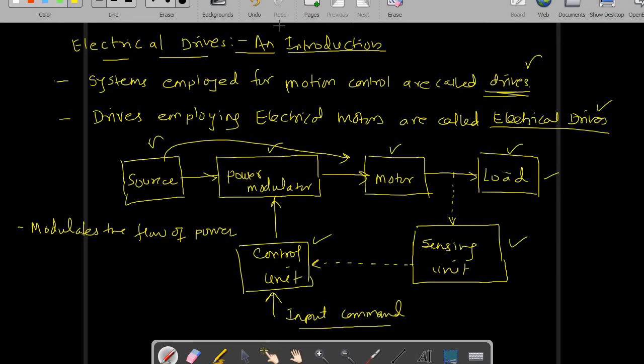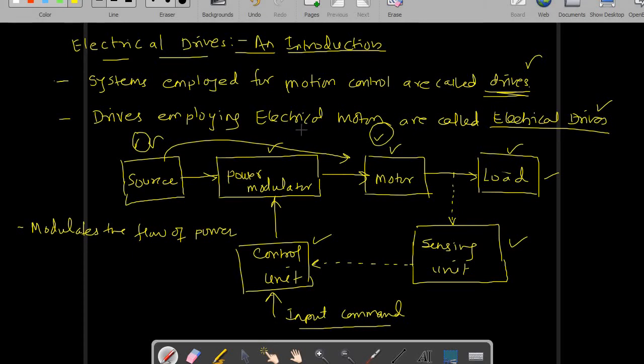Third function of the power modulator is that it converts electrical energy of the source in the form suitable to the motor, because here we are placing power modulator in between source and motor. So motor can be AC or DC, or source can also be AC or DC. So depending upon the type of motor and type of source available, the power modulator will operate. That means it will function as a power electronic converter.